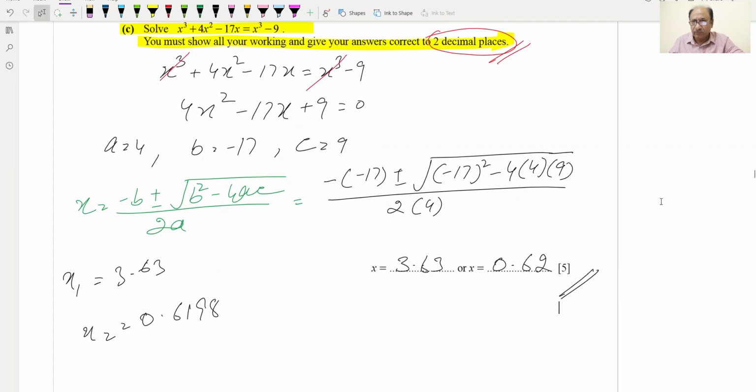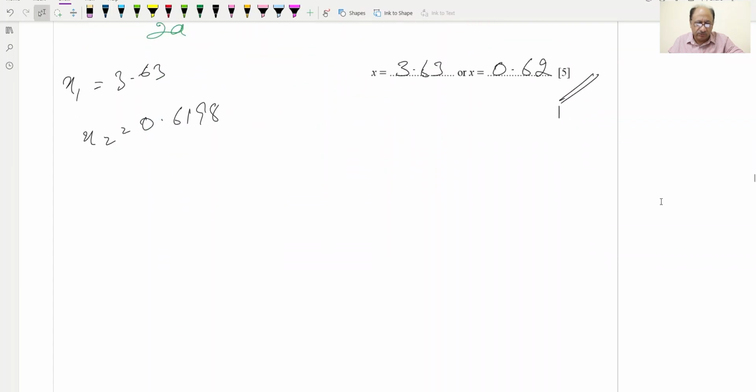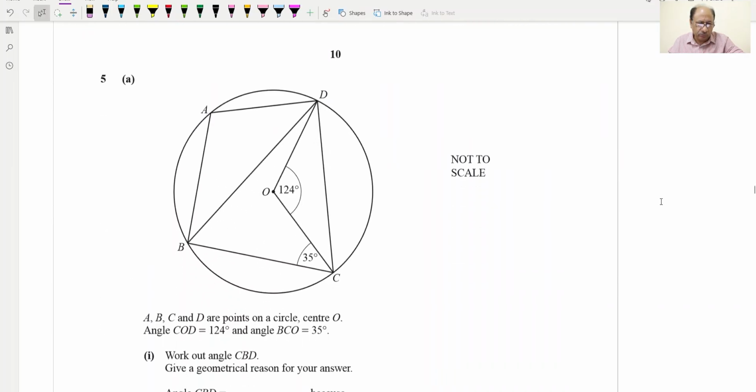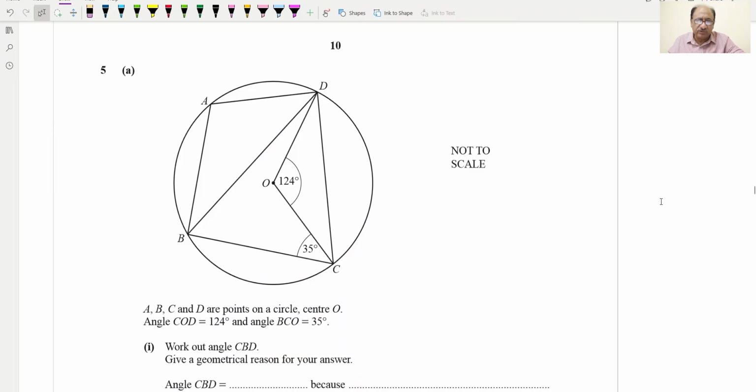It's a very easy, straightforward question which we can solve easily. So question number five is circle theorem, and the diagram is not to scale. A, B, C, D are points on the circle. O is the center. Angle COD is 124 and angle BCO is 35. This is 35. Work out the angle CBD.